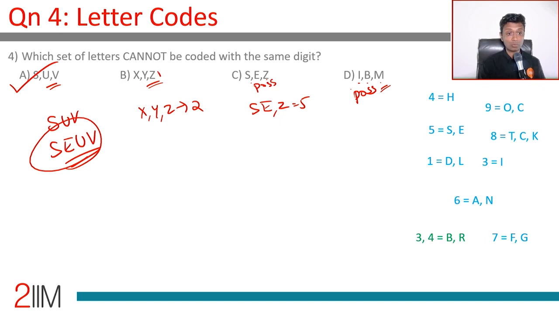The first one is not possible because S and E are already 5. We cannot have U and V also be 5. There will become 4 letters for 5 and that doesn't work.